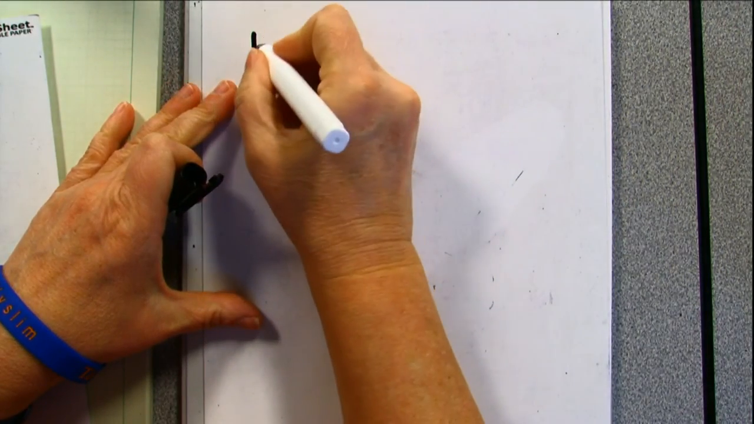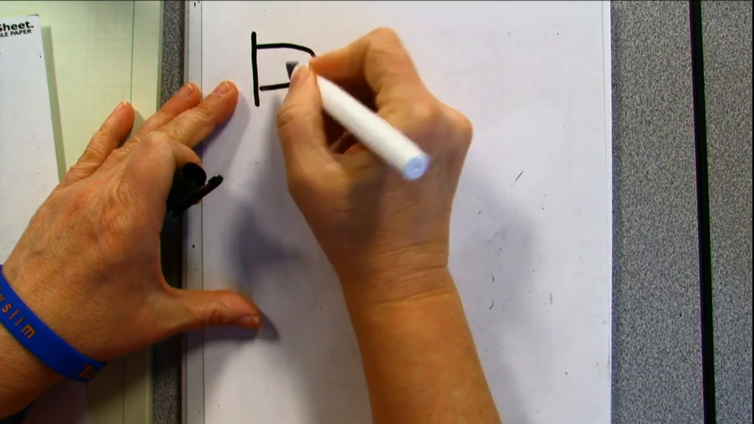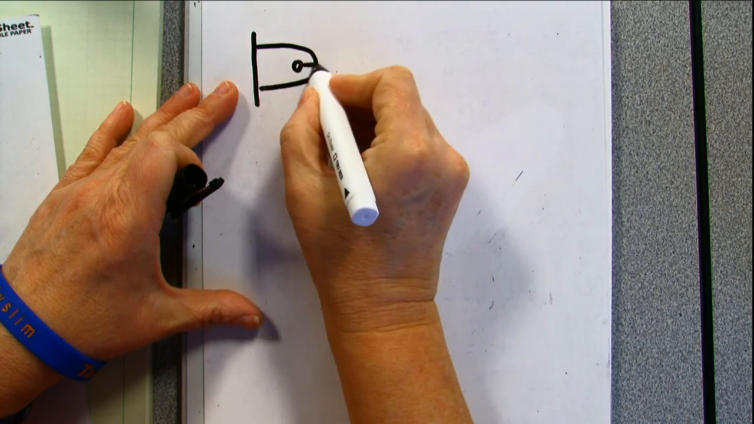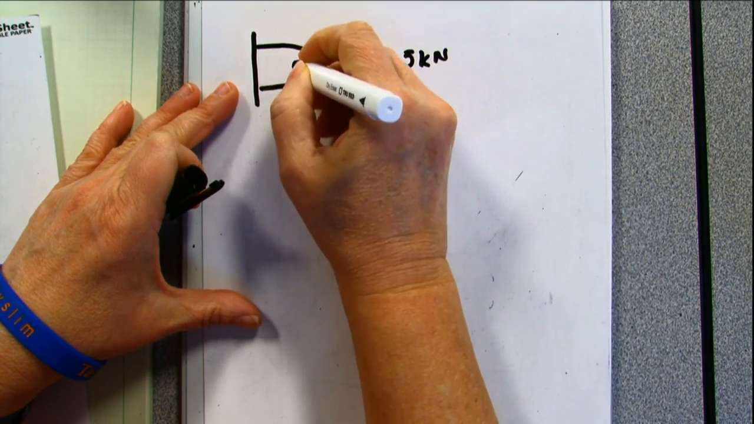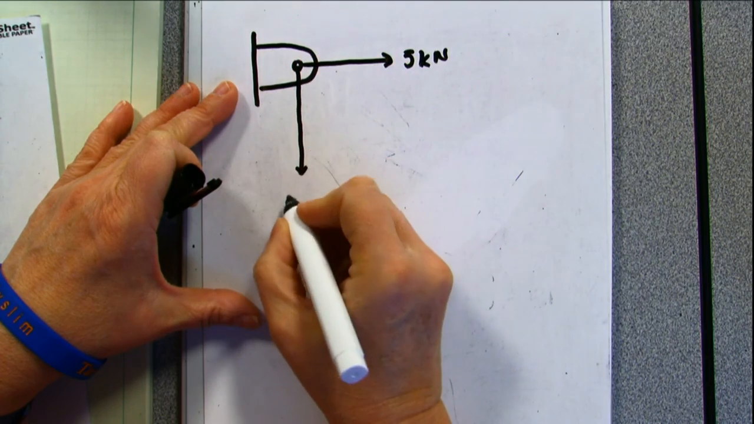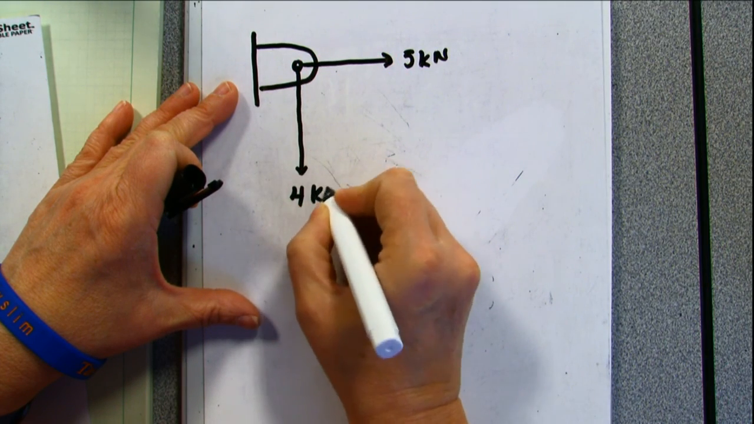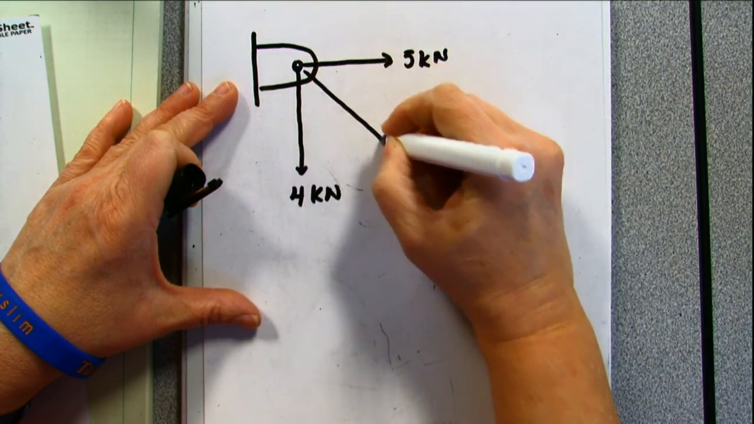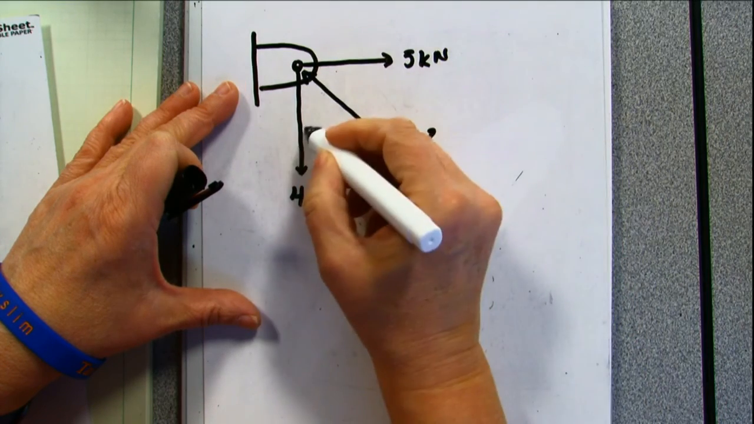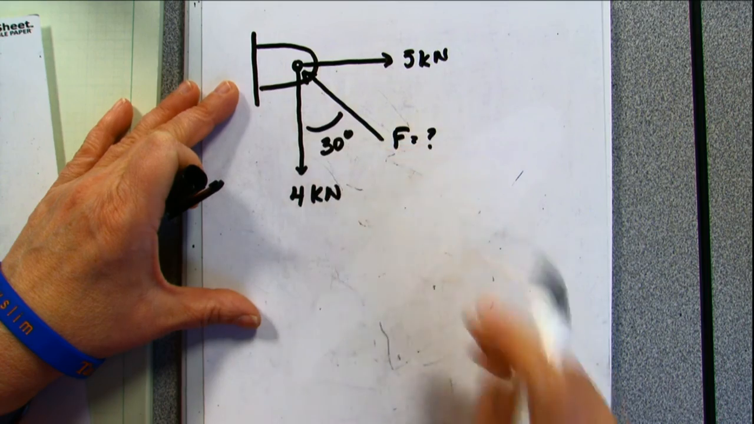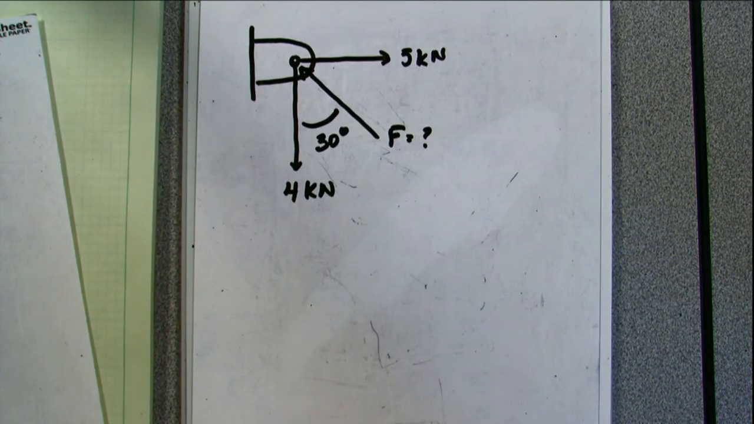We're going to start with a bracket, and this bracket looks like this. It's an eyelet bracket. We've got a force that's being pulled this way, a 5 kilonewton force. We've got a force being pulled this way, a 4 kilonewton force. Then we have a force that we're going to have to apply here, and this is our unknown force. We're told that this is a 30-degree angle, so my picture is not necessarily drawn to scale.